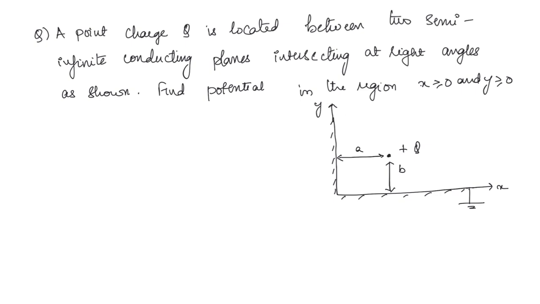So find the potential in the region x is greater than or equal to 0 and y is greater than or equal to 0. That means in this region, right? This is the x-axis, this is the y-axis. So we will draw the image, right? What will be the equivalent image diagram?